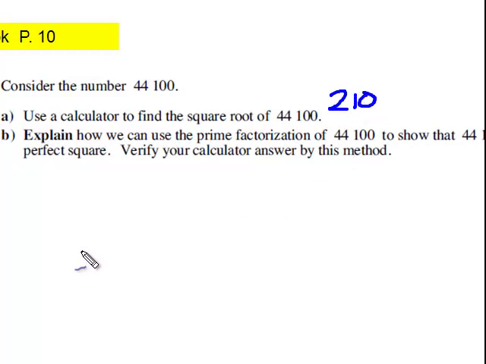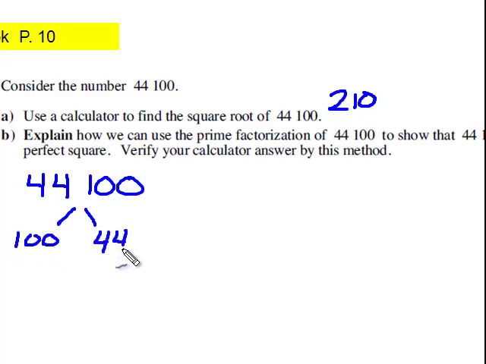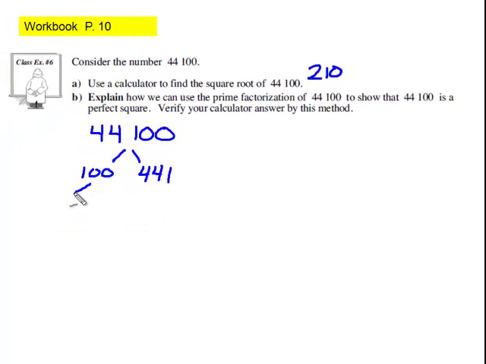The second part of this question asks us to use prime factorization to determine if it's a perfect square. So to do that, let's start by factoring 44,100. Use any factors that you like. For me, 100 times 441 seemed obvious. Continue to break down each one until you get to prime numbers, 2 and 2, 5 and 5, and do the same for 441.